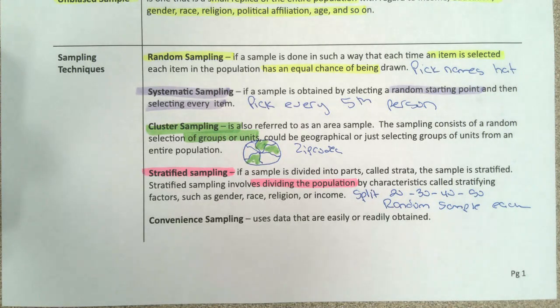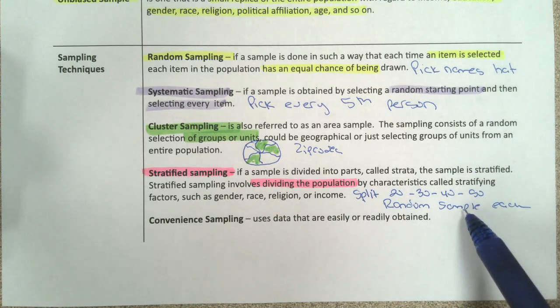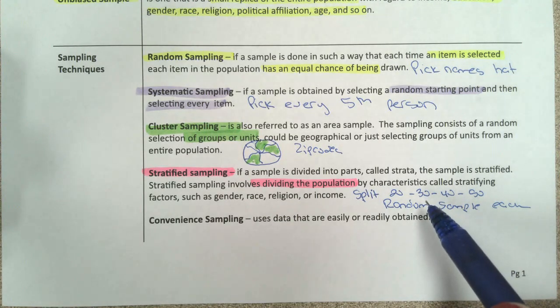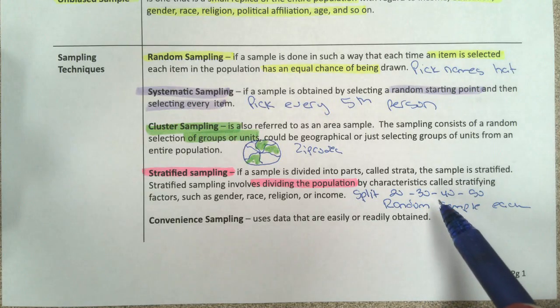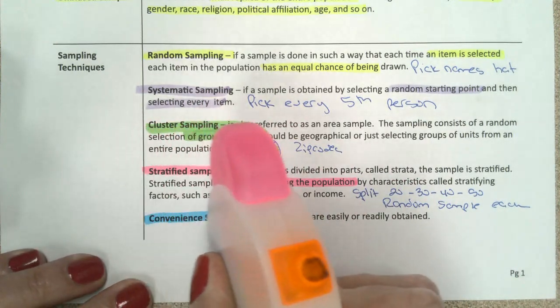Maybe you're going to split the high school into freshmen, sophomores, juniors, and seniors, and then you're going to do a random sample of 3% of each group. Maybe at the college level, you're going to split them by majors, and then you're going to do a random sample. And then the last one is convenient sample.